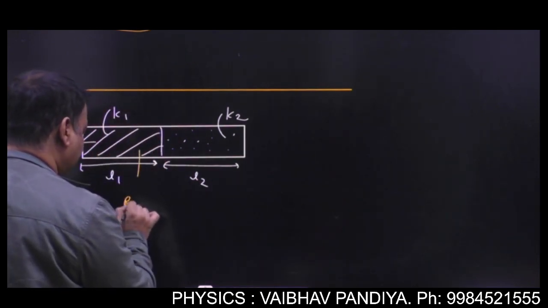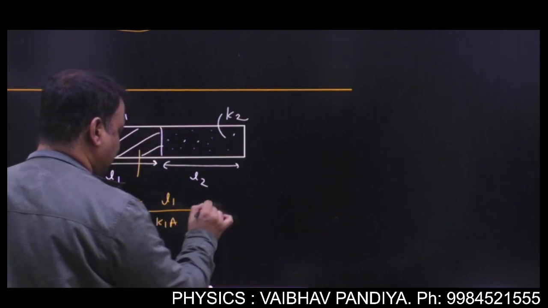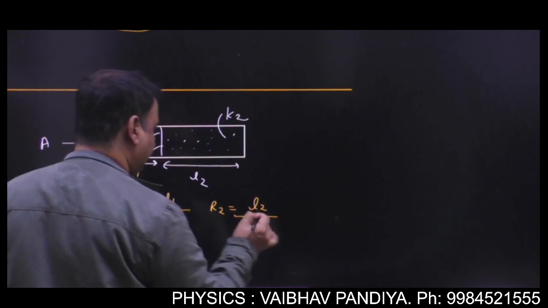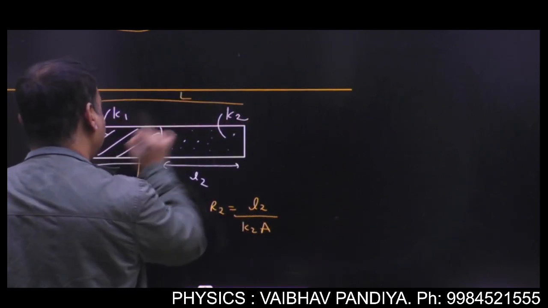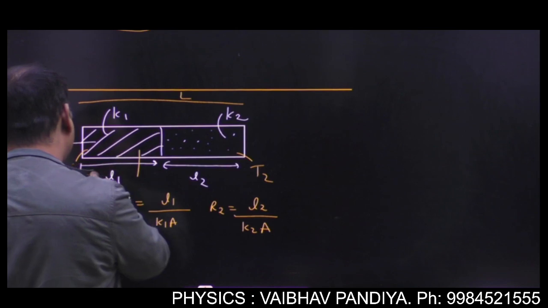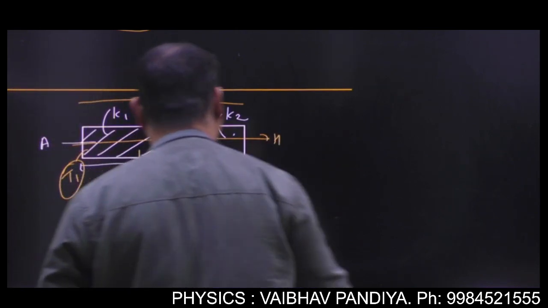So write their resistances. What will be R1? R1 will be L1 by K1A, and R2 will be L2 by K2A, correct? And this is the total length. We need not write the temperature difference, but if you want, just for imagination, you can think the heat is flowing like this, then only they will be connected in series.